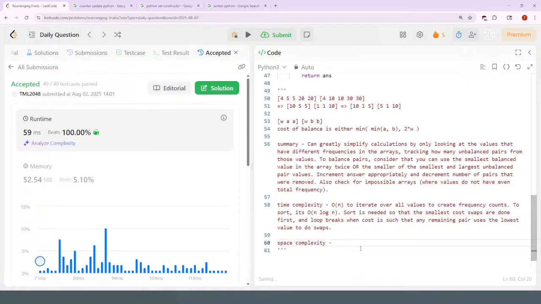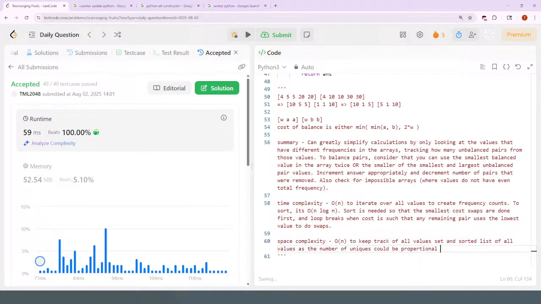Alright, space complexity, this is going to be O of n as the number of uniques could be proportional to O of n to keep track of all values set and sorted list of all values, could be proportional to the number of values in an array.